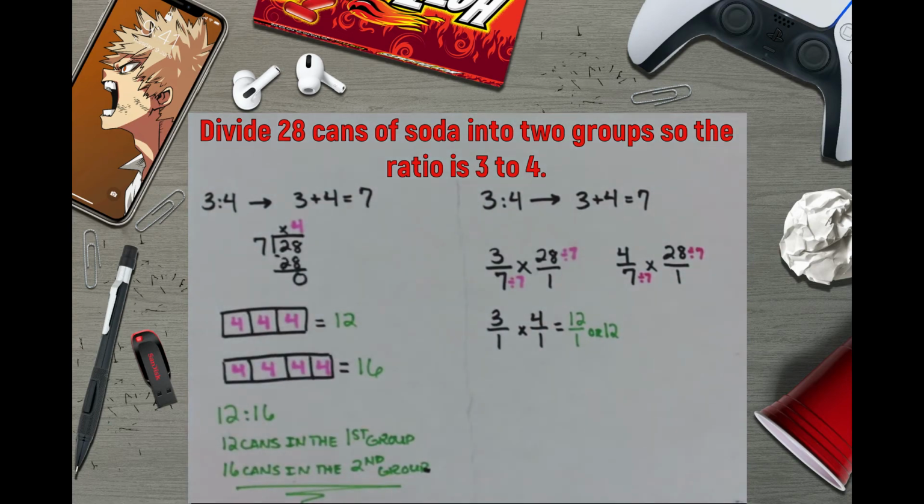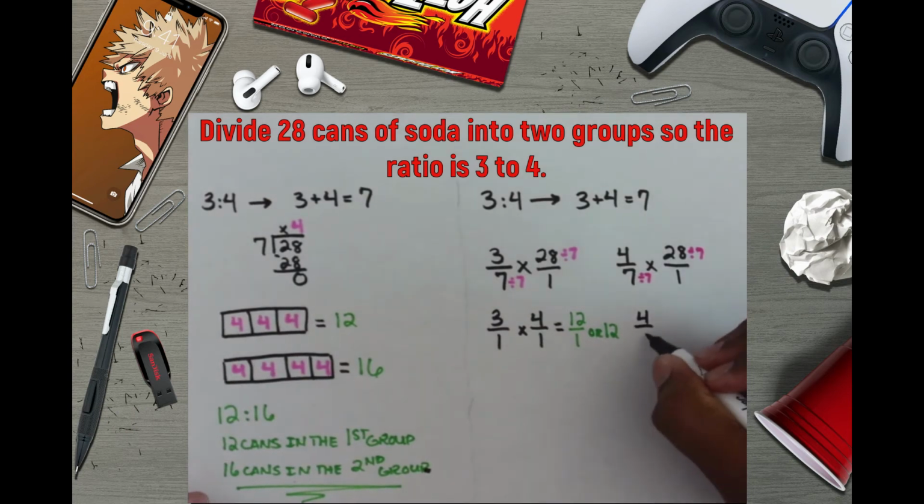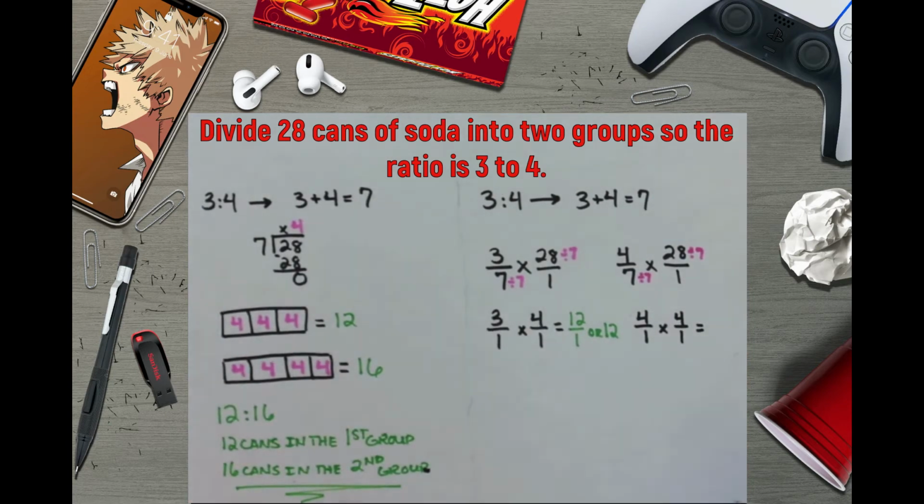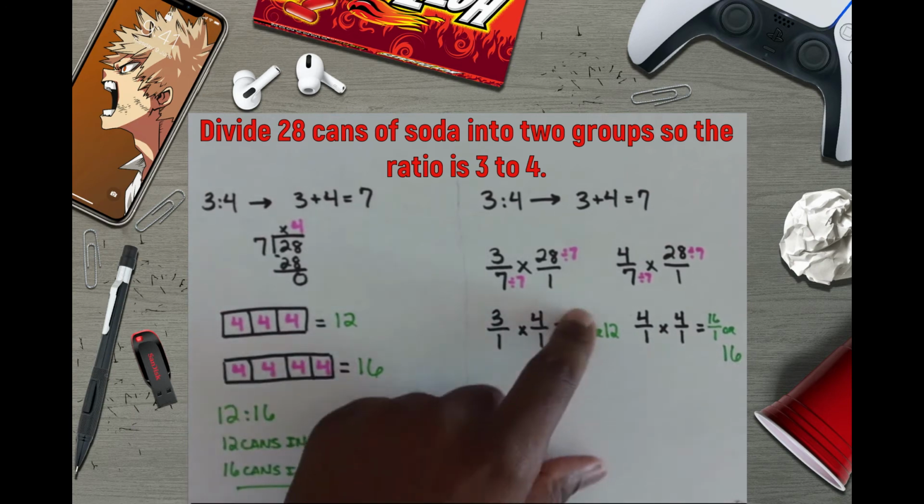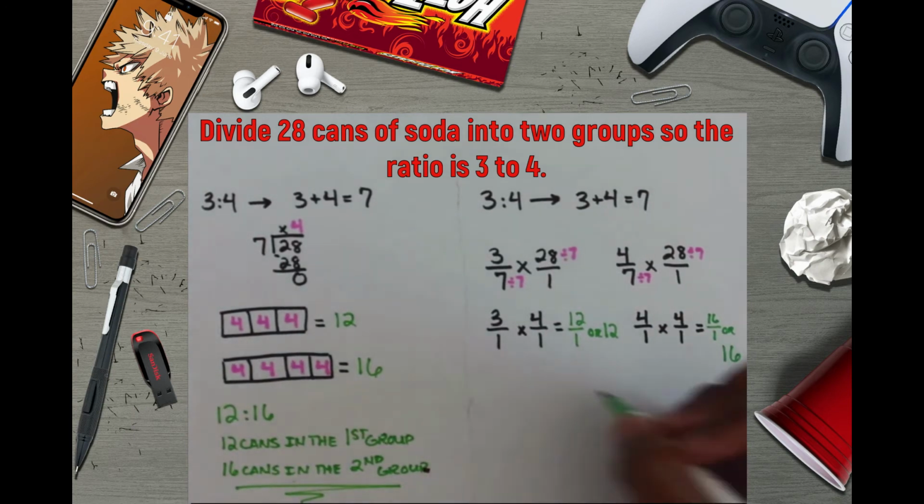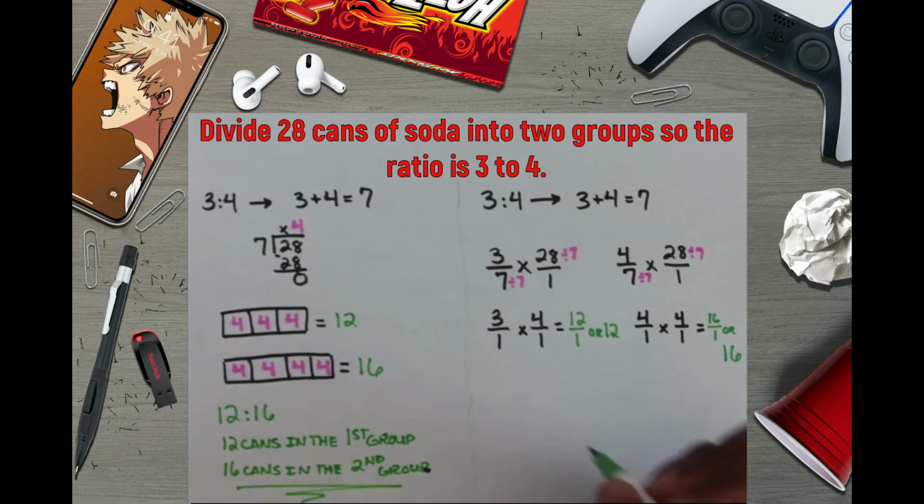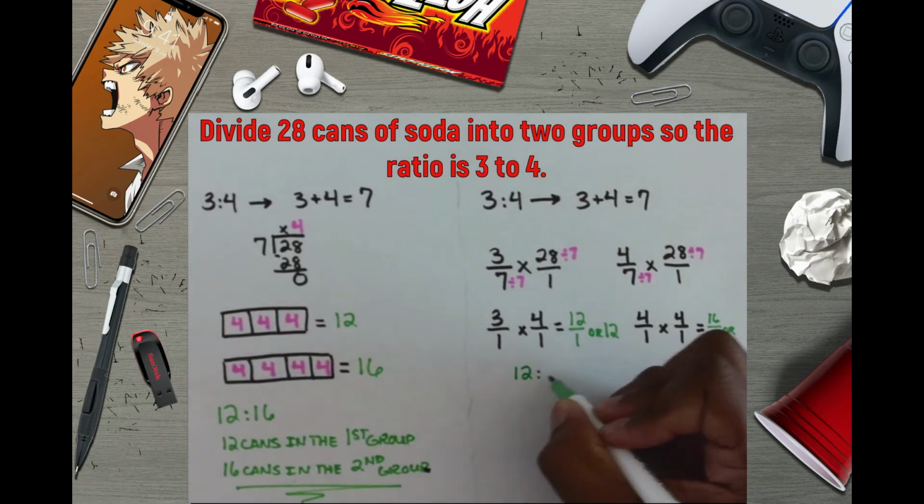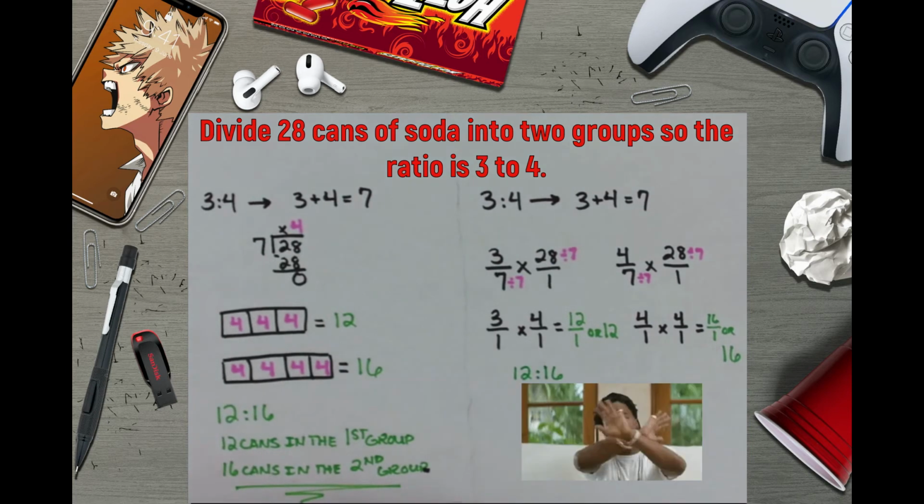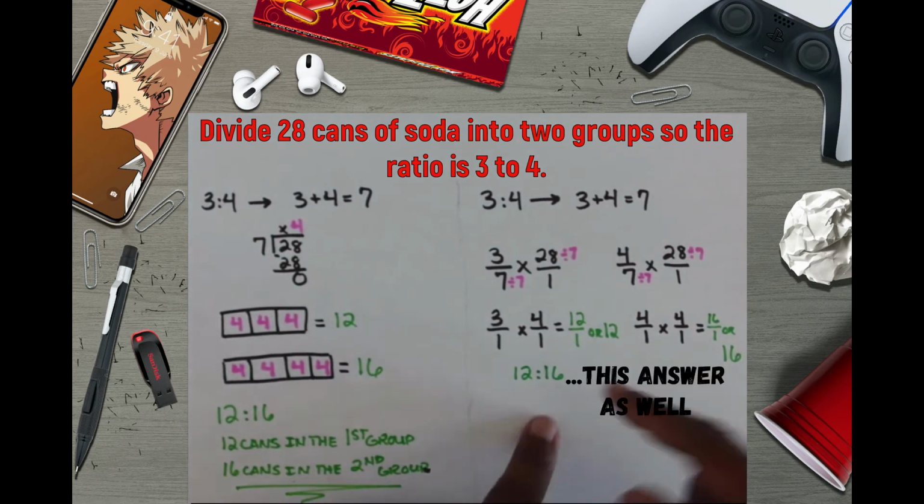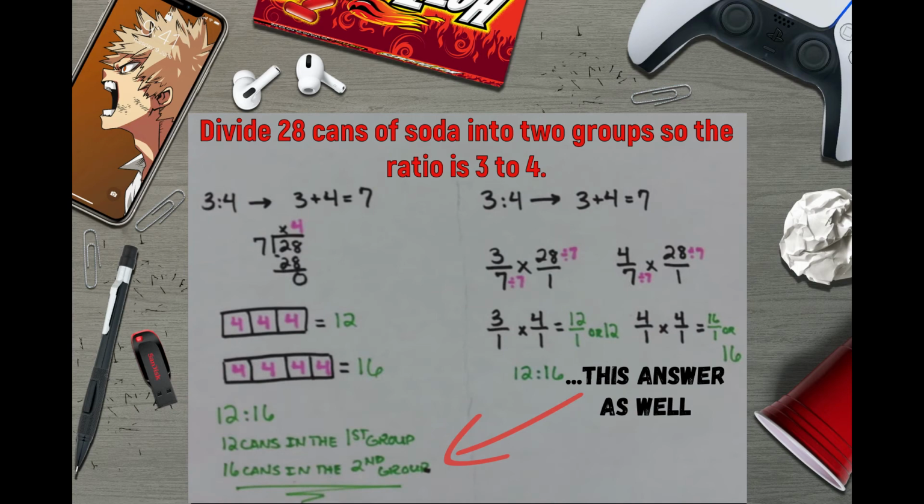And when I go ahead and do this, my new fraction is going to end up being 4 over 1 times 4 over 1. And when I get my answer for this, it's going to be 16 over 1, or just 16. Just like over here, I have 12 and 16. All right, so my answer is the same as it is over here, 12 to 16. I'm not going to rewrite all this, I'm going to tell you right now, so just put an arrow right there. All right, cool.